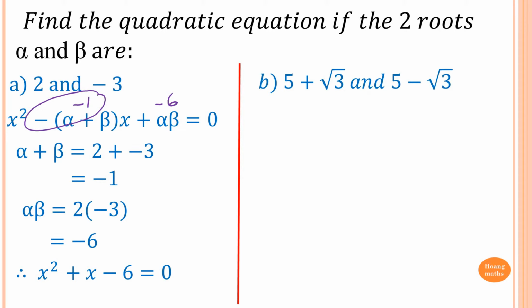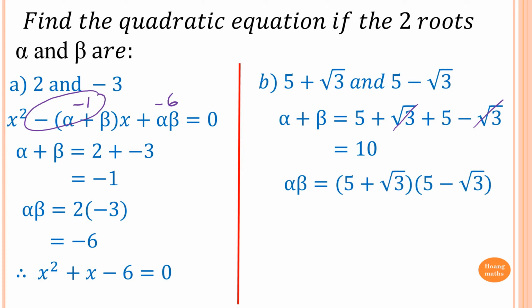Now, what happens if alpha is equal to 5 plus root 3 and beta is 5 minus root 3? To do the first method is rather hard, so we're just using the method involving alpha beta. Alpha plus beta is equal to this, where root 3 minus root 3 cancel out, which is 10. And then alpha beta is this.